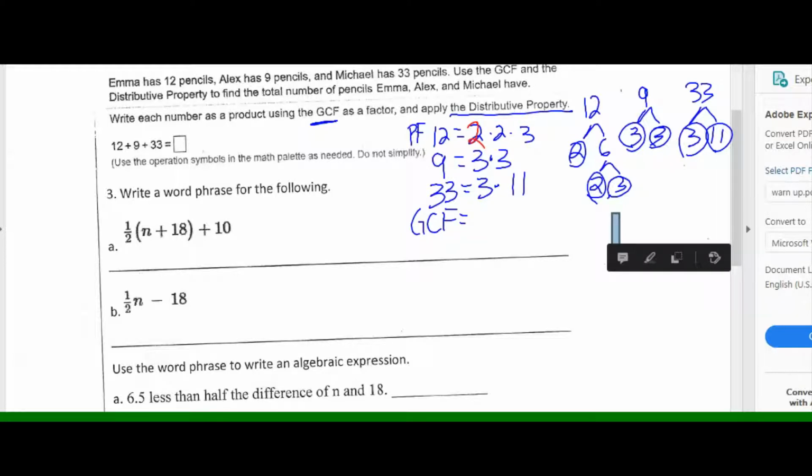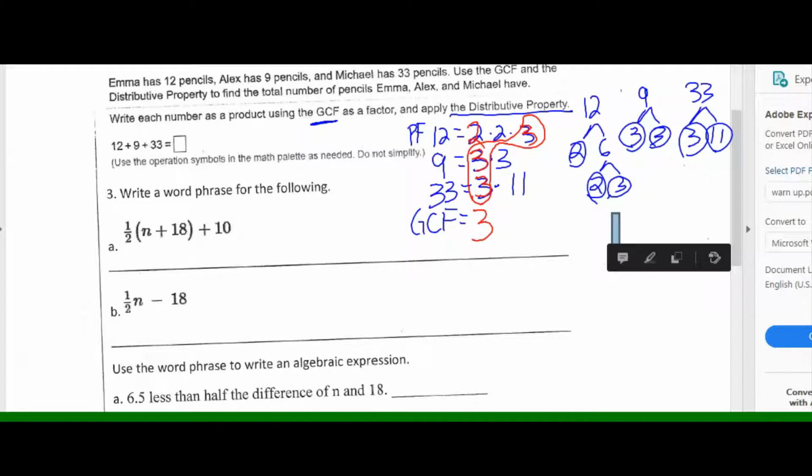So I cannot factor out a 2 from each one of these prime factorizations. So I'm going to look at the next number, which is a 3. I see a 3 in all of the prime factorizations, so I can factor out a 3. Now I don't have anything else to factor out because none of the numbers have another common prime factor. So the greatest common factor of these 3 numbers is just 3.